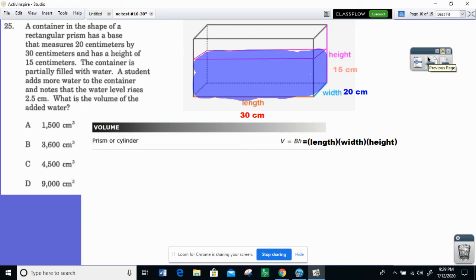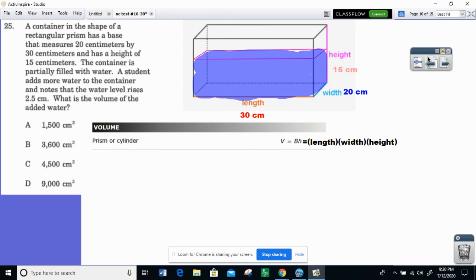Number 25 says a container in the shape of a rectangular prism has a base that measures 20 centimeters by 30 centimeters and has a height of 15 centimeters. The container is partially filled with water. A student adds more water to the container and notes that the water level rises 2.5 centimeters. What is the volume of the added water?